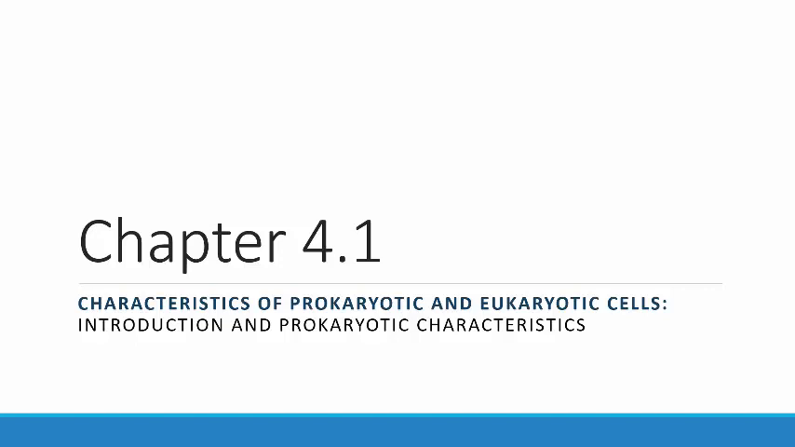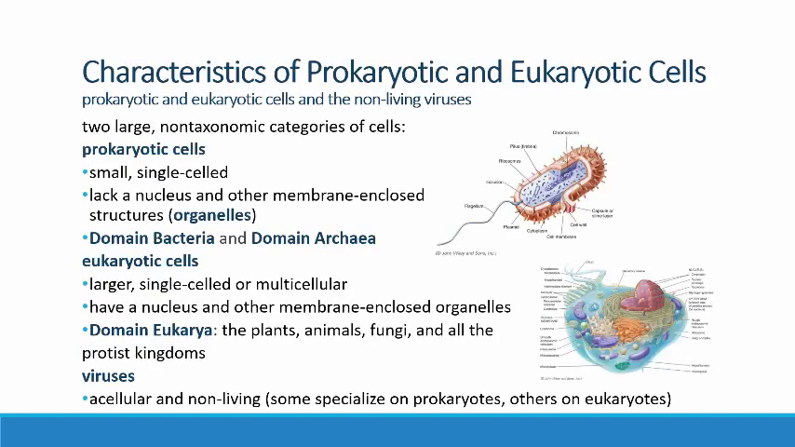So it's time to get started on Chapter 4, and in this chapter we're going to be looking at the characteristics of prokaryotic and eukaryotic cells. There are two large, non-taxonomic categories of cells. By taxonomic we mean talking about evolutionary relationships. Now we're looking at just classifications based on the way that the cells appear, the characteristics that they have.